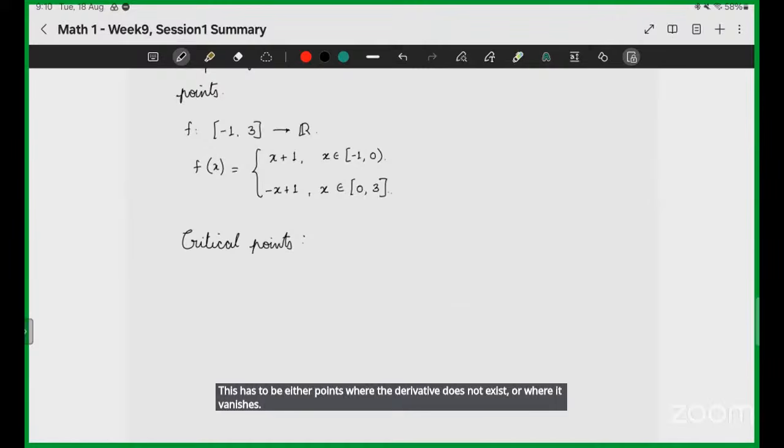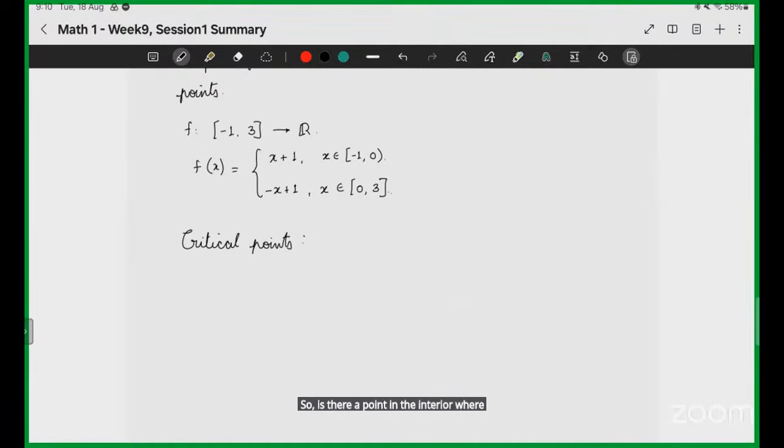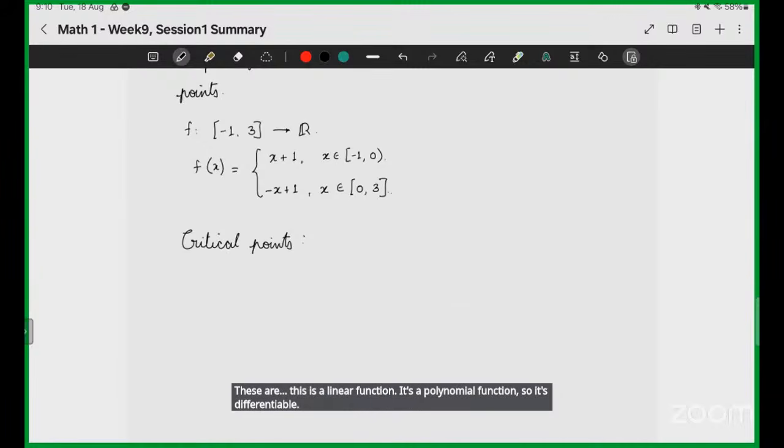So is there a point in the interior where the derivative vanishes? First of all, in the open interval -1 to 0, as well as in the open interval 0 to 3, this is a linear function. It's a polynomial function, so it's differentiable. So at those points the derivative exists and you don't have to worry about it.